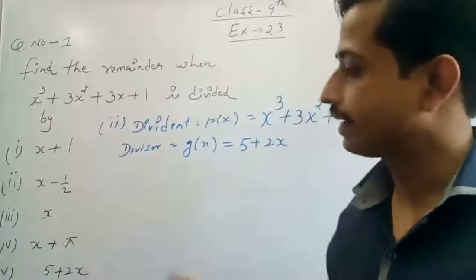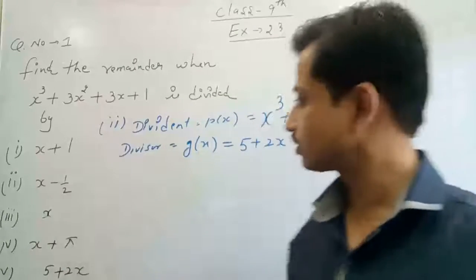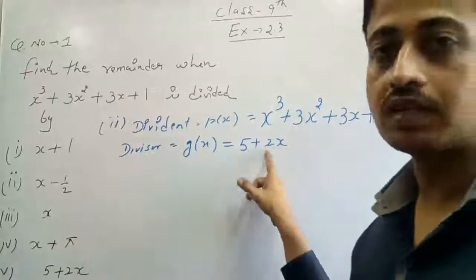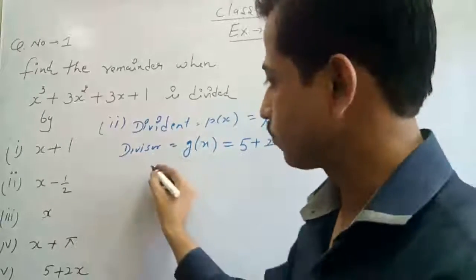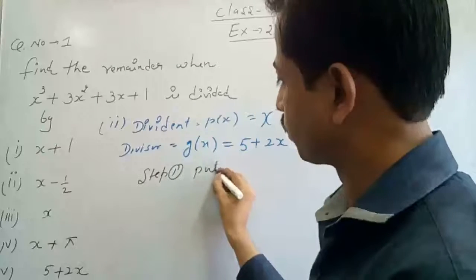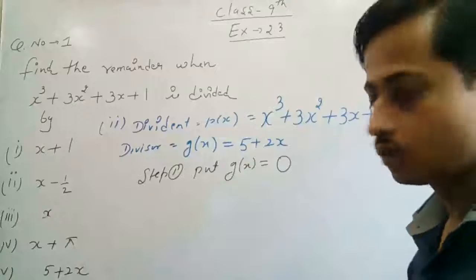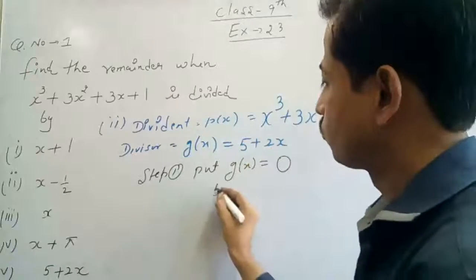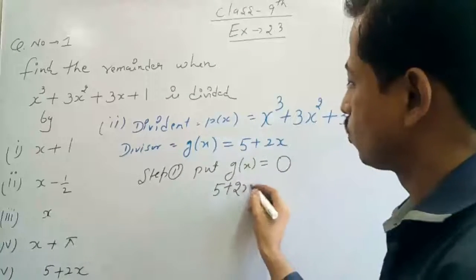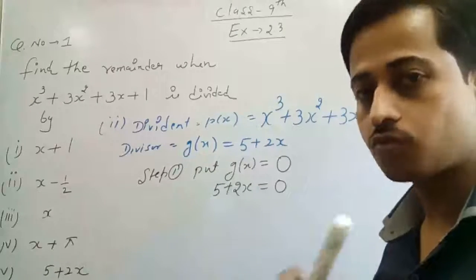Now we have to take our next part. The divisor is what? 5 plus 2x. So g of x is 5 plus 2x. Step 1: put g of x equal to 0. What is g of x? 5 plus 2x is equal to 0. Now we have to get the value of x.